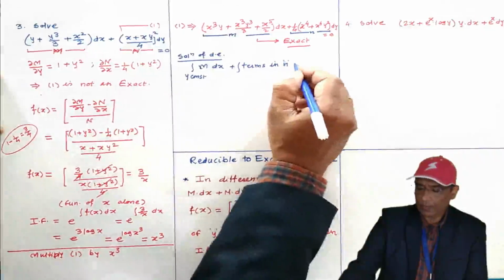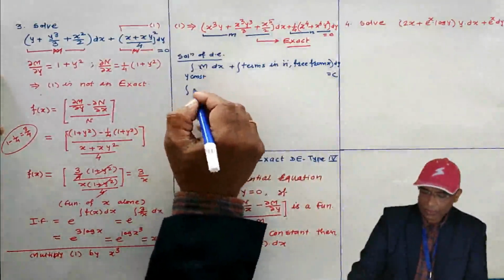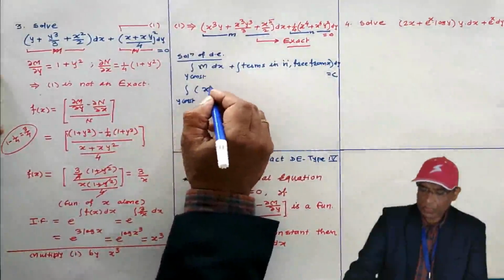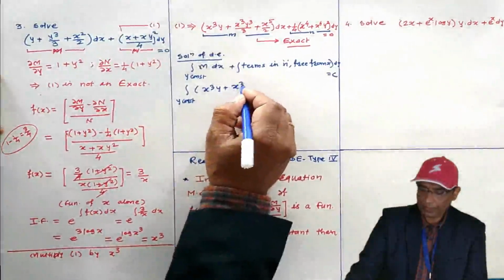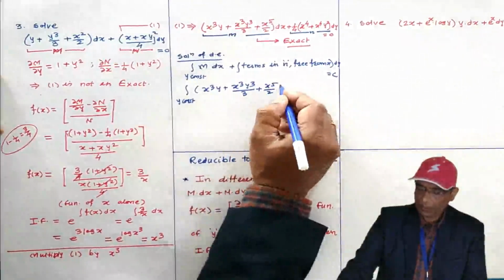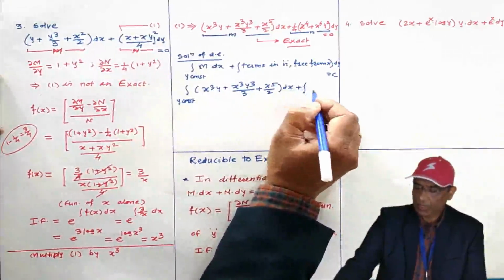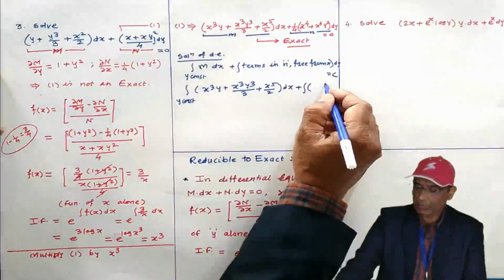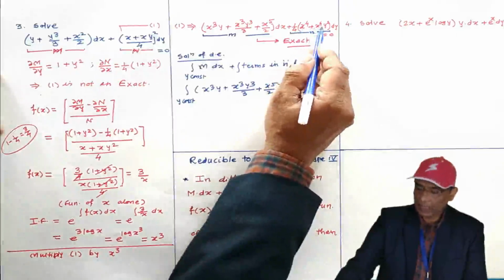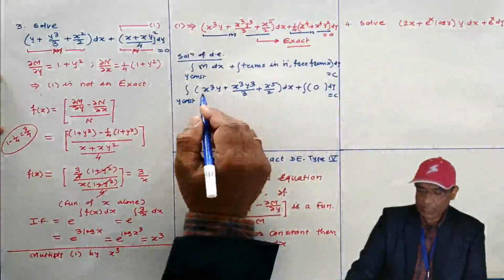Free from x equal to c. Now integral of m keeping y constant, m is x cube y plus x cube y cube by 3, x power 5 by 2 dx, plus terms in n which are free from x. See, how many terms in n are free from x? N contains 2 terms, the first term and the second term, and both terms contain x, therefore there are 0 terms in n which are free from x. Integrate this with respect to x keeping y constant.